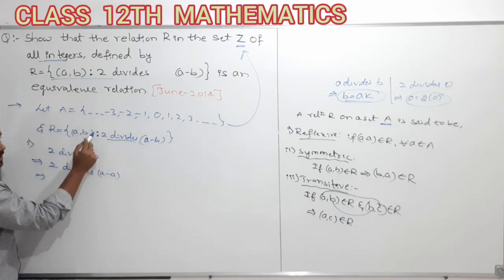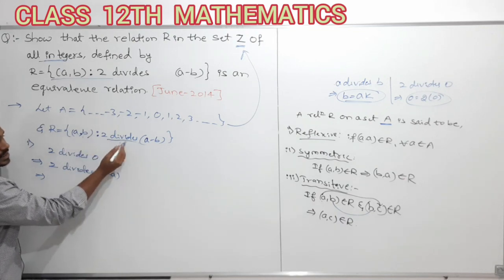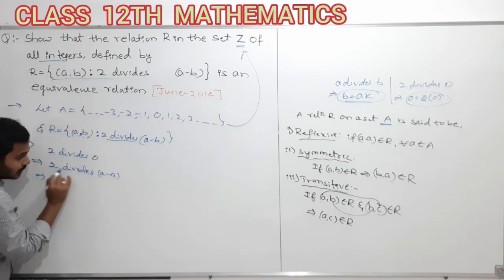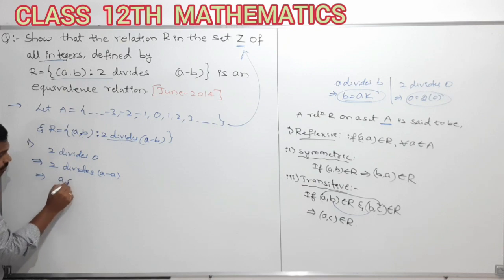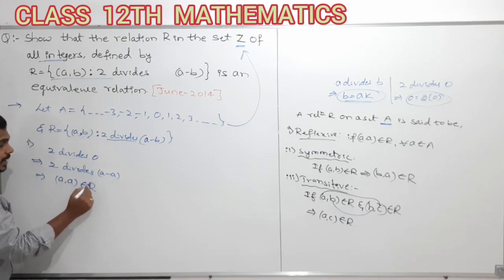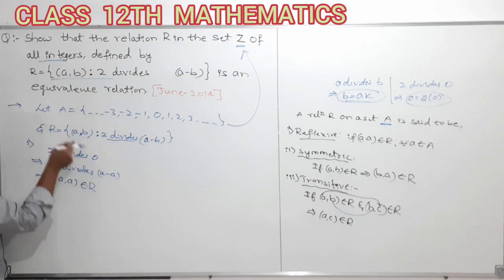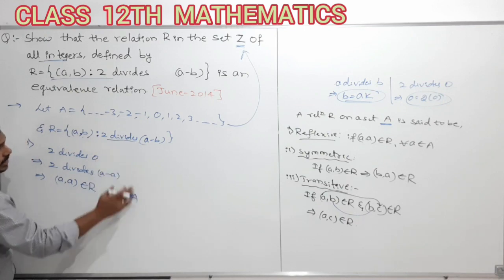A comma B means, my dear students, this ordered pair satisfies this condition: 2 divides A minus B. Since 2 divides A minus A, can I write this as A comma A? And this A comma A belongs to R, because this condition is satisfied: 2 divides A minus A. It means A comma A belongs to R for every A belongs to the set A.